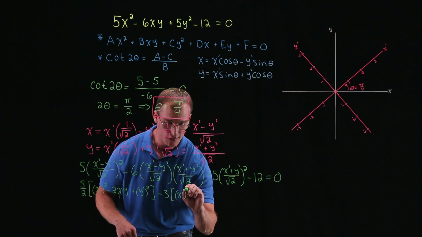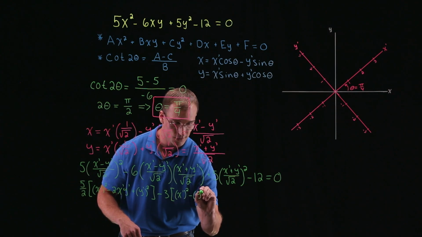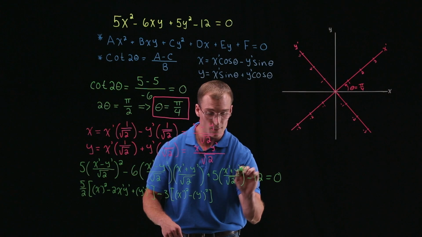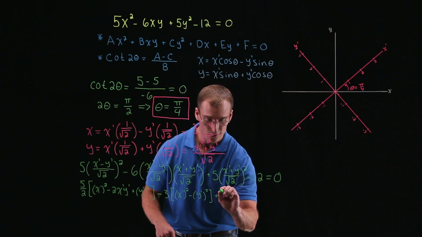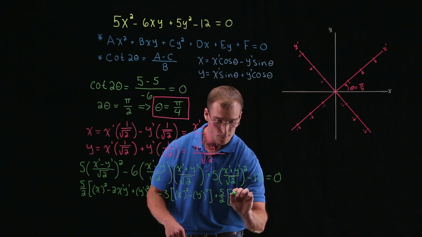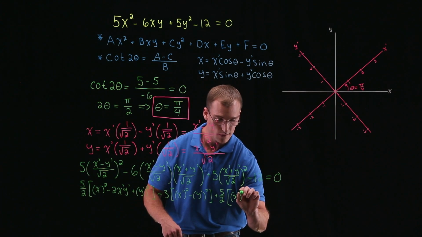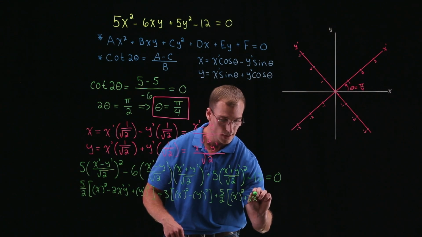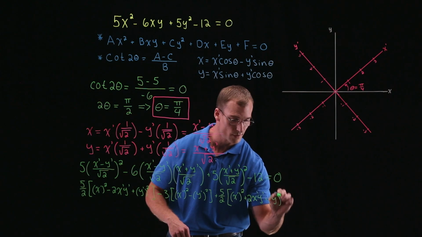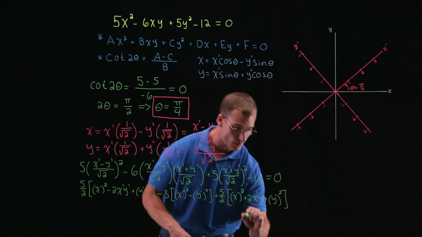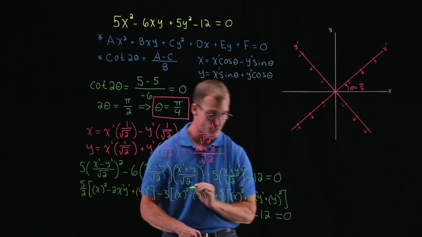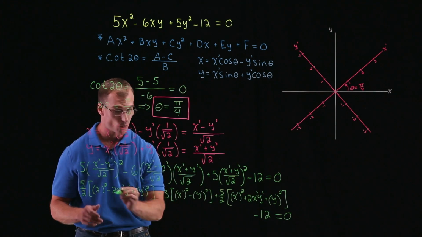So multiplying those out, we'd have x prime squared minus y prime squared. And lastly on this part, squaring the bottom gets us a 2, so we'd have plus, say, 5 halves times the quantity, squaring the top, we have x prime squared plus 2 x prime y prime plus y prime squared, and our term on the end, minus 12, which is equal to 0. Okay, so we've multiplied everything out.